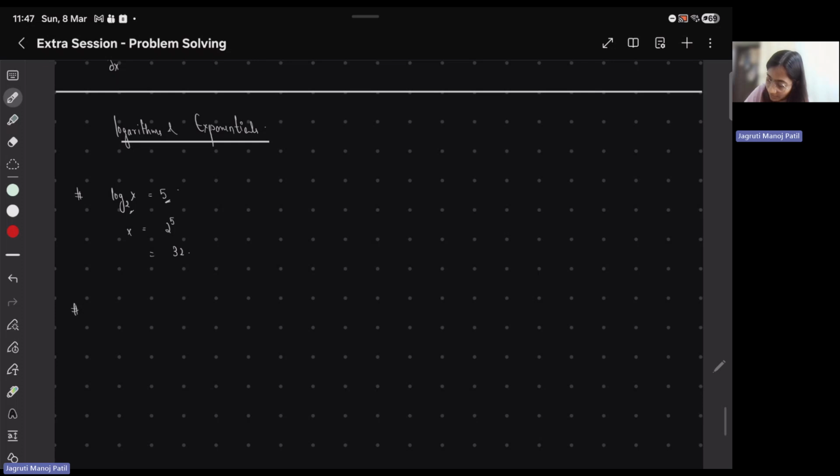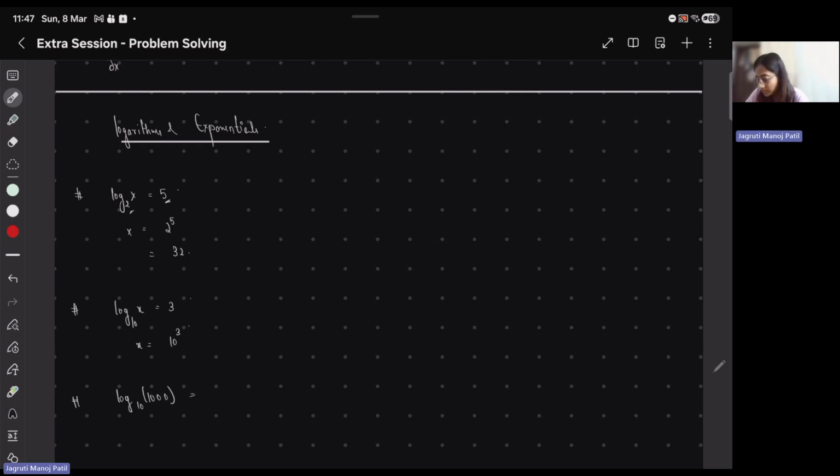Next one, solve log base 10 of x as 3. So that's the answer that you're looking for here. So this is 10 raised to 3, base power, the term that you're trying to look at. Okay.